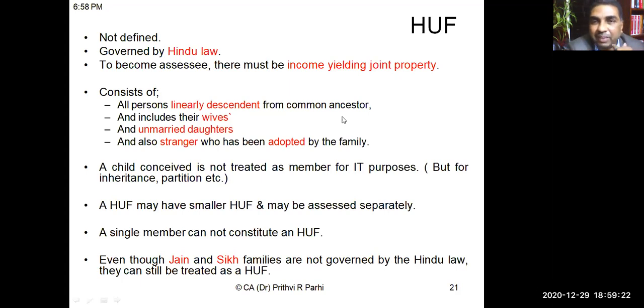Similarly, Hindu undivided family has also not been defined. So we have to understand it by taking references from Hindu law. A Hindu undivided family consists of all persons who are lineally descended from a common ancestor. It includes their wives, unmarried daughters, and also a stranger when he is legally adopted. This is how an HUF is constituted, and HUF is a separate person under income tax law.